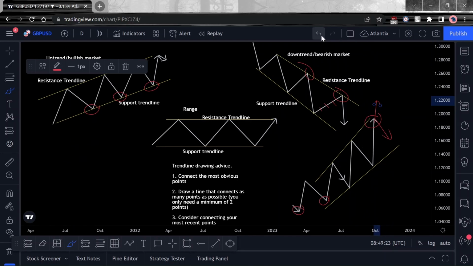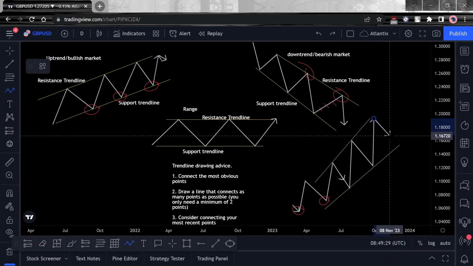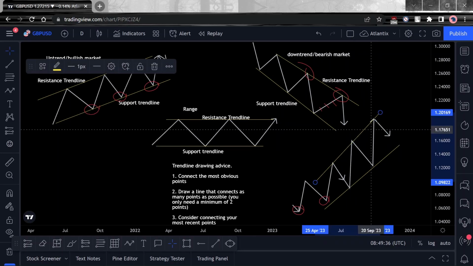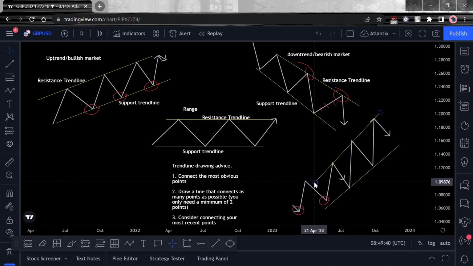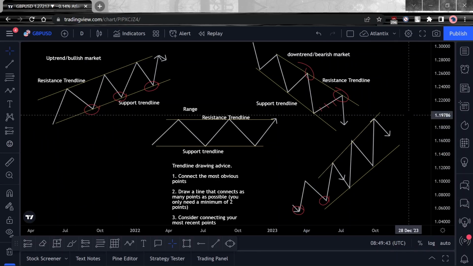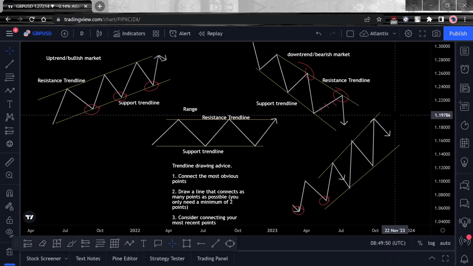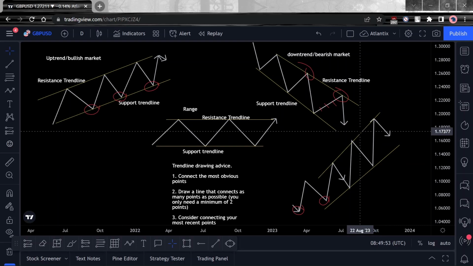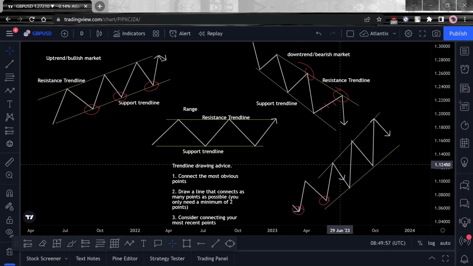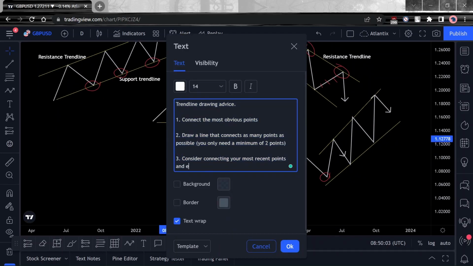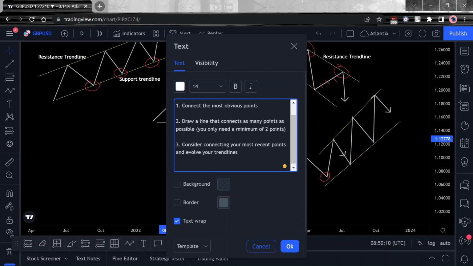So if it so happens that yes, price then comes in and for whatever reason respects this line and starts to move lower, then we can say, let's try and connect as many points. We can cut a little bit of price action here because the points are relatively connectable, if connectable is a word, by the way. If they're easy to connect in this fashion, that would be what we'd be looking for. It shows that this trend line has got a lot more validity now, and we've evolved from having these 2 points. So consider connecting your most recent points and evolve your trend lines.